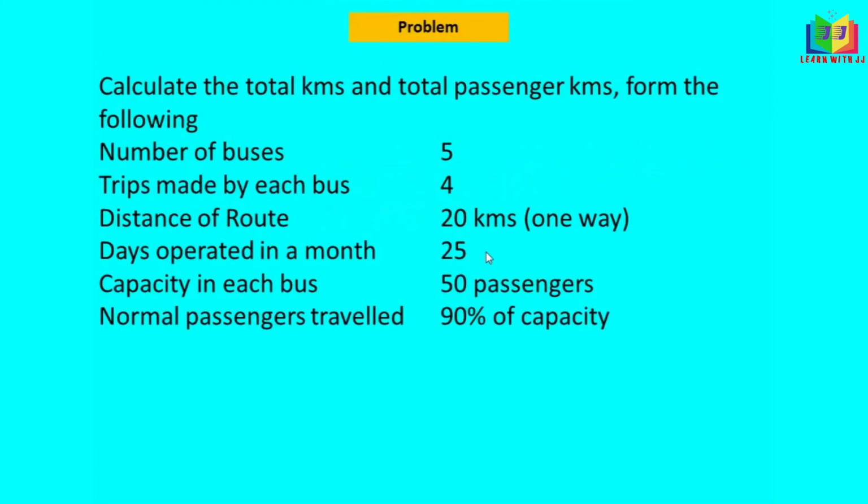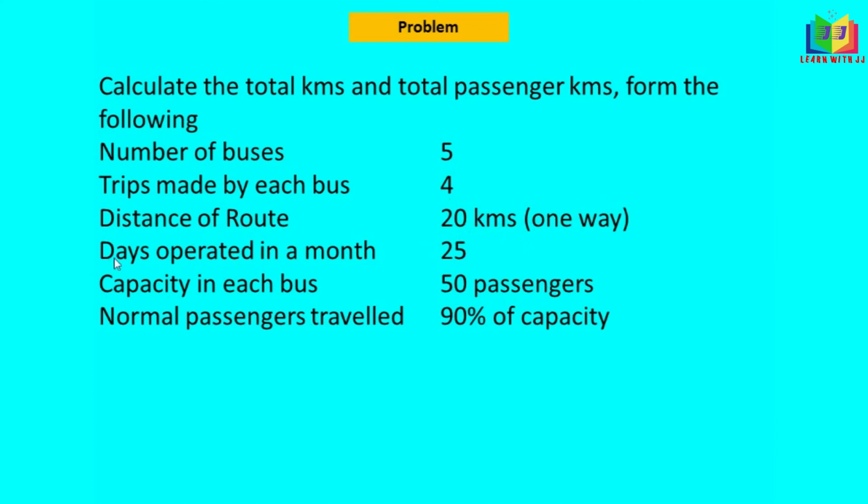Next problem. Calculate the total kilometers and total passenger kilometers from the following. The number of buses here is 5 and trips made by each bus is 4. Distance of route is 20 kilometers one way. Here also one way was given, so we have to multiply this with 2, because it goes and comes. So we have to multiply for 20 kilometers for going and 20 kilometers for coming.